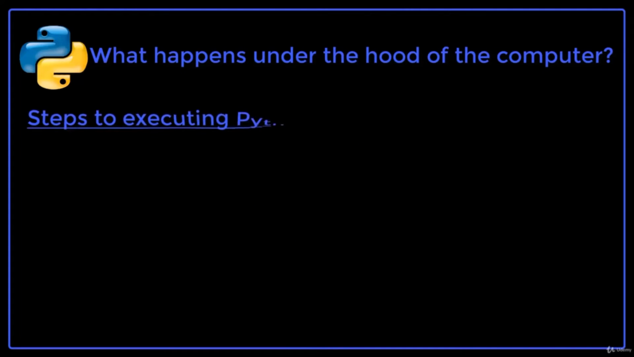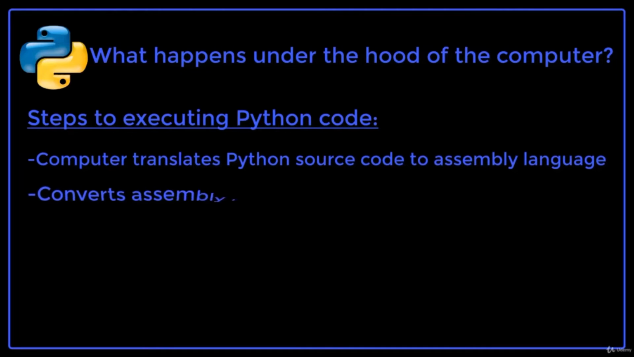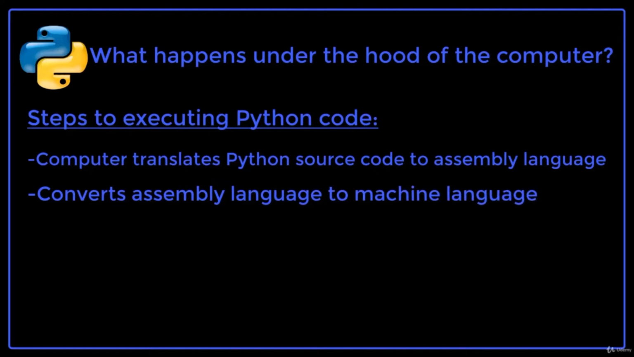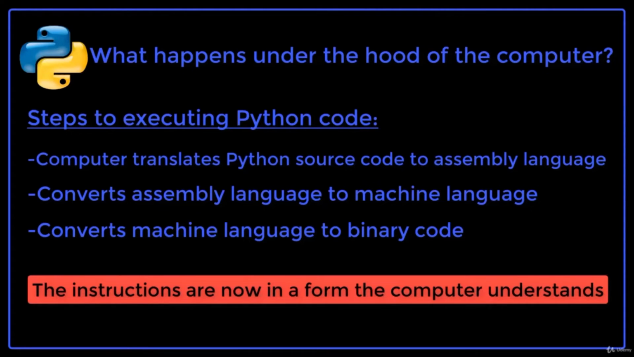The code that we write has to be converted multiple times before the computer can understand it. When we write a program in Python, for example, the computer does several things. First, it translates the Python source code into assembly language. After that, it takes the assembly language and converts it to machine language. Then it takes the machine language and converts that to binary code, ones and zeros. At this point, the instructions of the algorithm are in a form that the computer can understand.